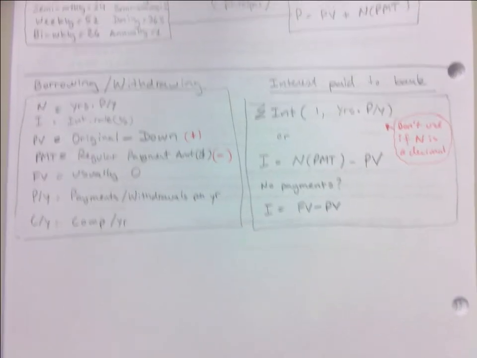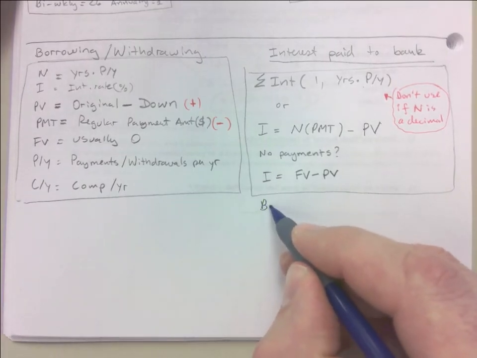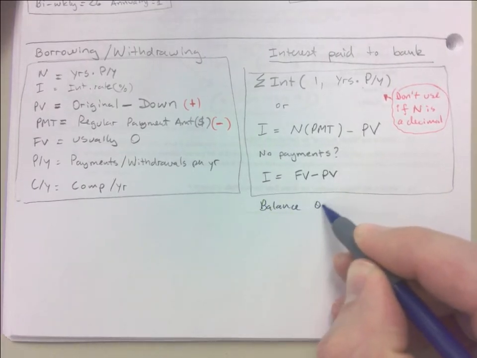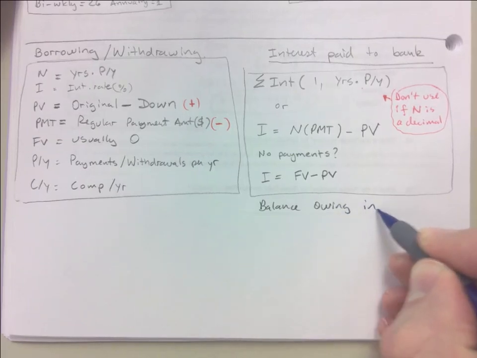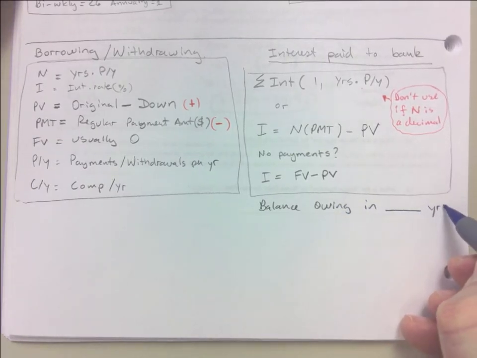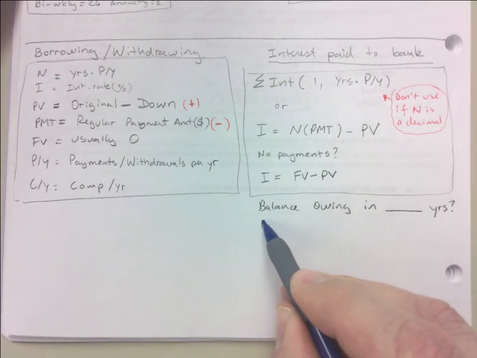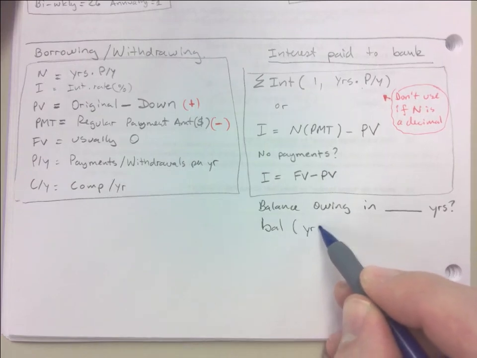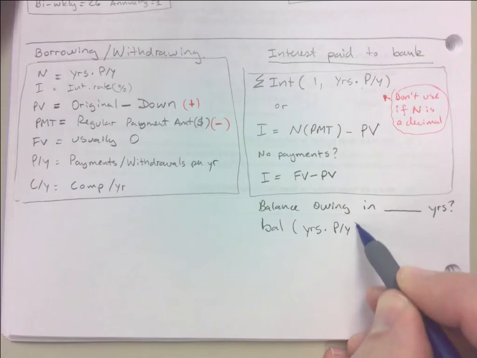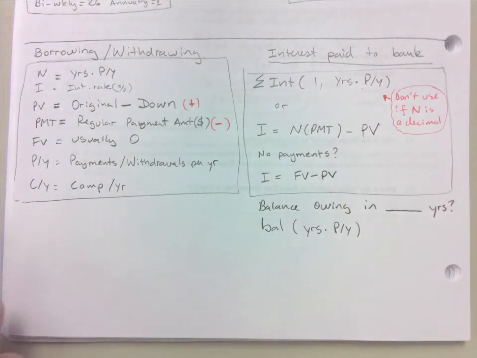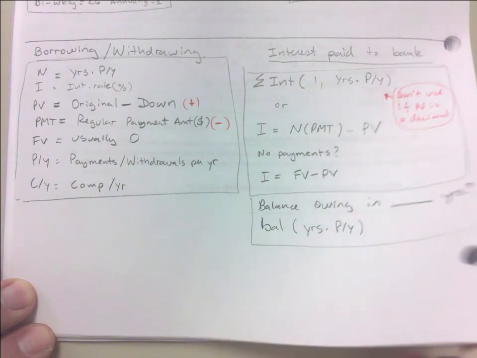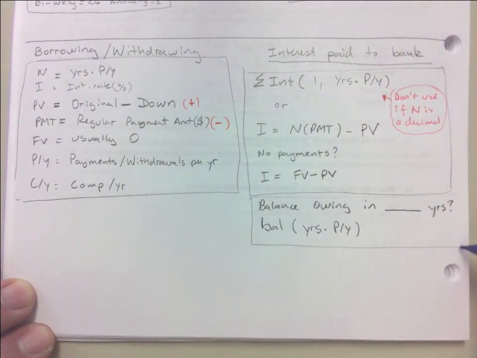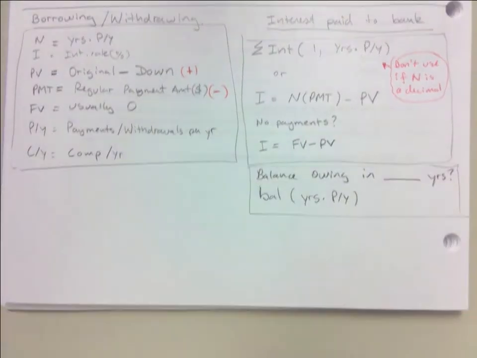And let's do a couple more. Balance owing in blank number of years. We just go balance, and you just go years times PY. That's that. There's more.